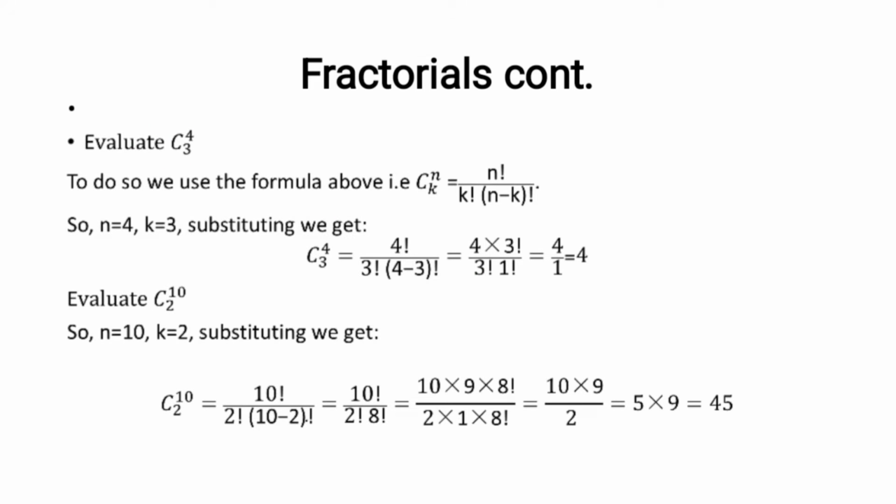So we have some examples to solve here. We're told to evaluate 4 combination 3. To evaluate 4 combination 3, you need to remember that this is the binomial coefficient, right? And that this is its formula. So you mustn't forget that. You need to remember that n combination k is always n factorial over k factorial times n minus k factorial.